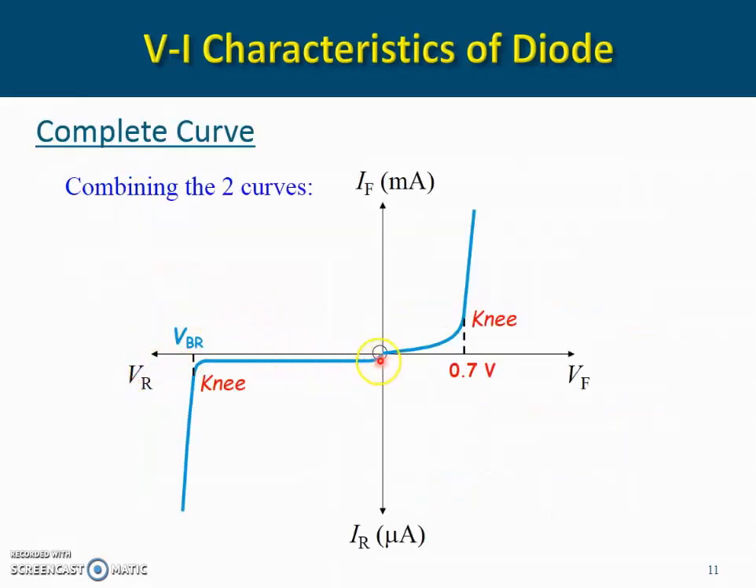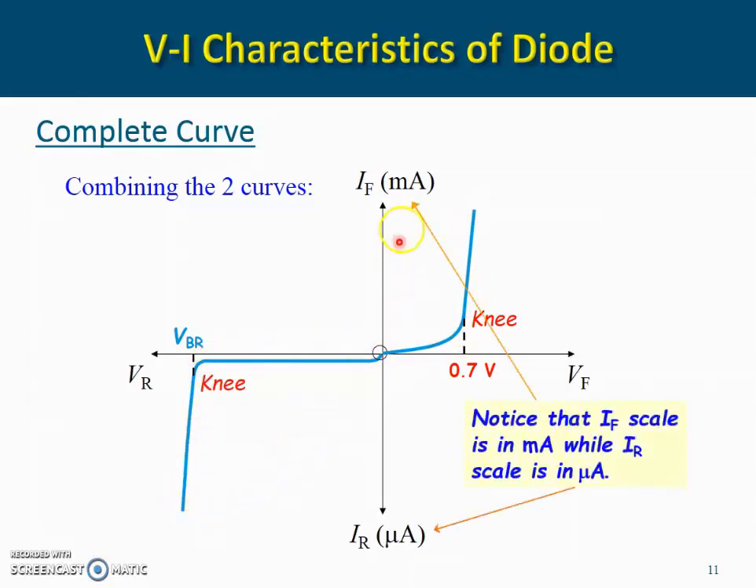This figure shows two VI curves. This is the VI curve for a forward biased diode. This VI curve is for the reverse biased diode. And take note that when forward biased, the forward current is in units of milliamp, and the reverse bias current is only in units of microampere.